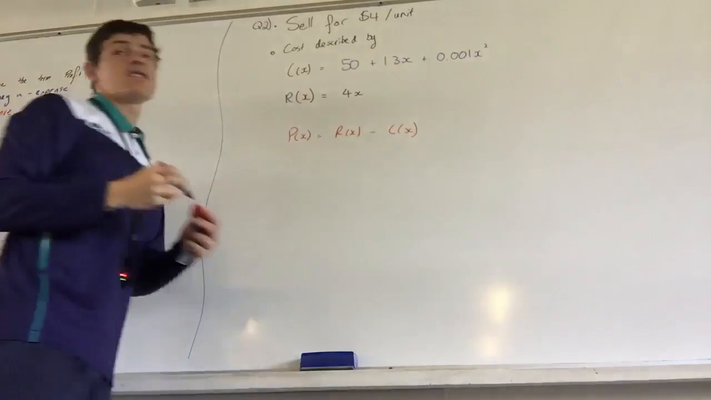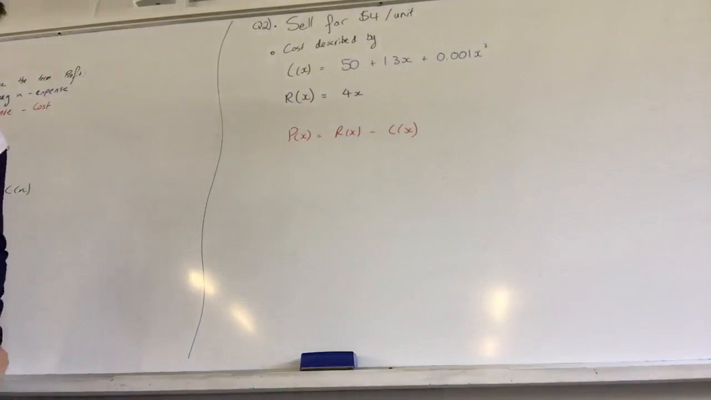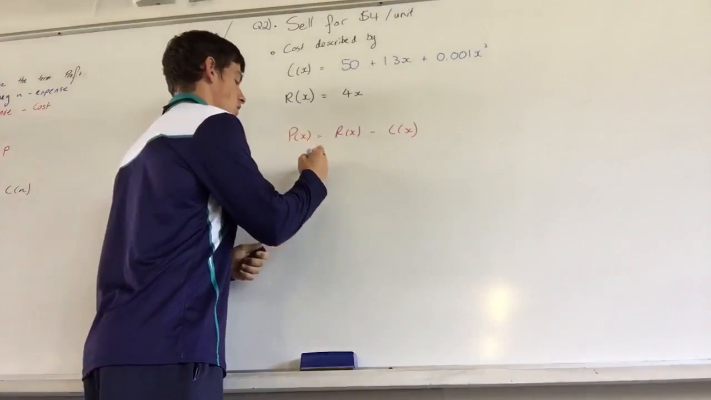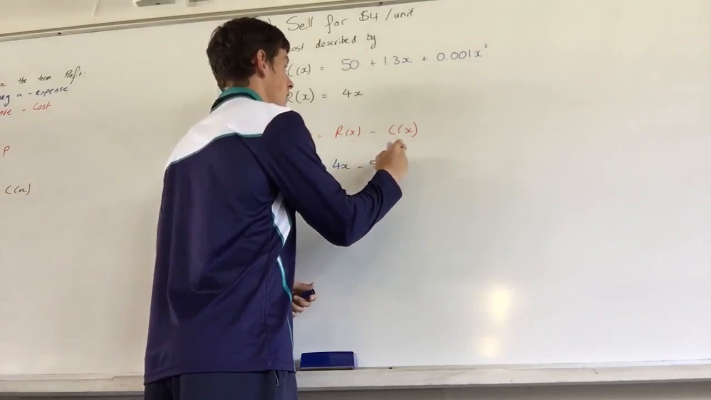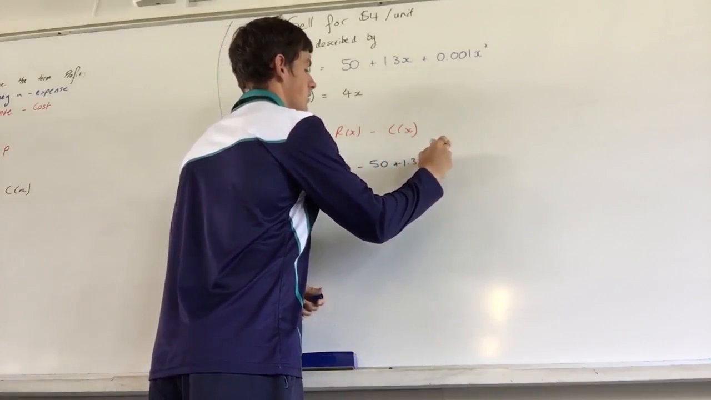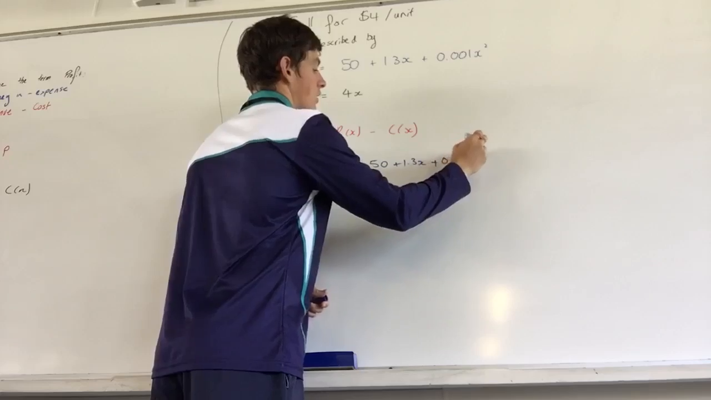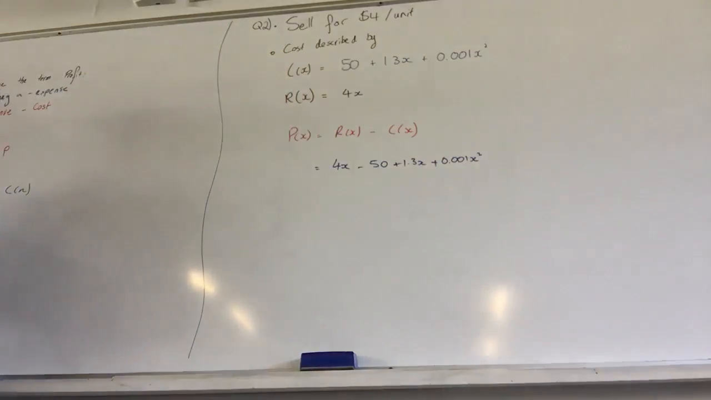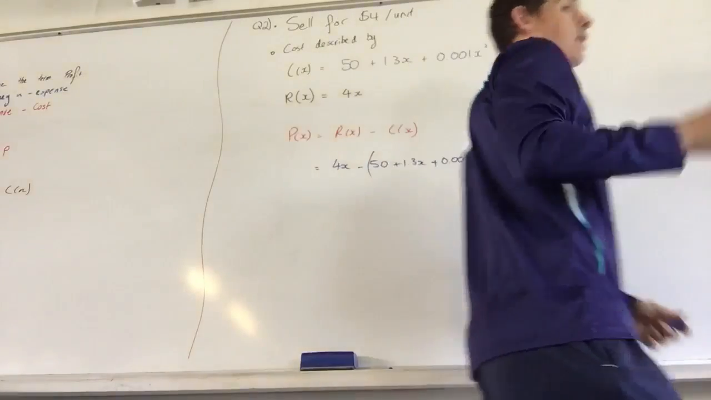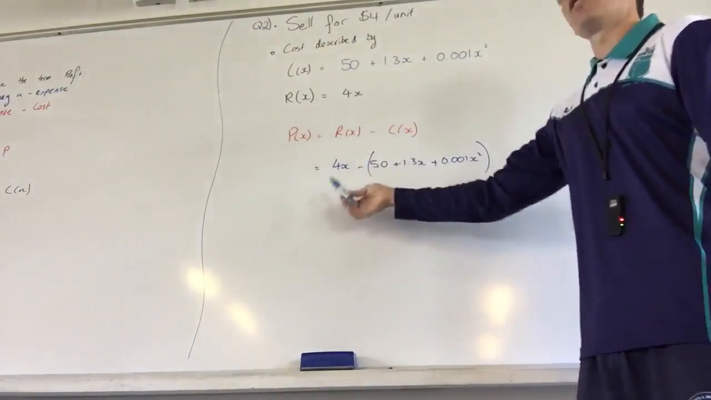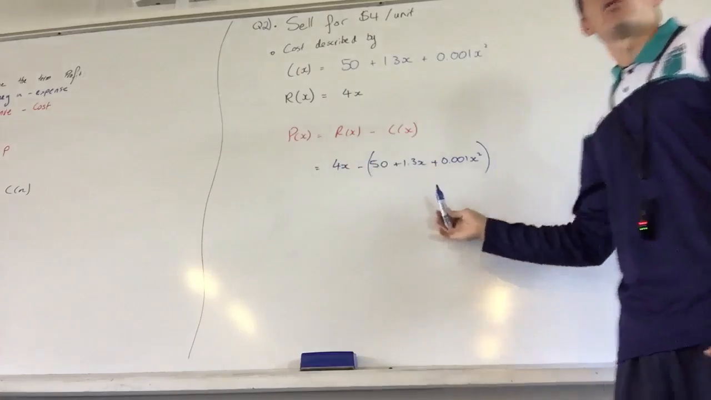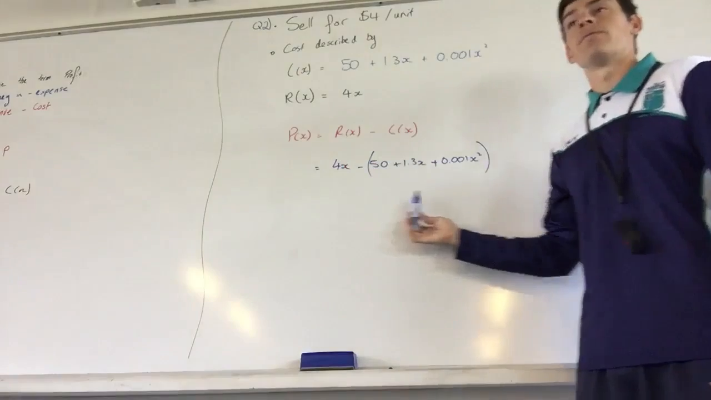Now this is where I want to address a misconception. Because what a lot of you are going to do is you're going to write 4x minus 50 plus 1.3x plus 0.001x squared. That's right, isn't it? Ah, I need the bracket. Why do I need a bracket? Because I've only applied the negative to the 50, haven't I? You need to be very aware of the fact that negative applies to all three terms. That's a misconception I see all the time.